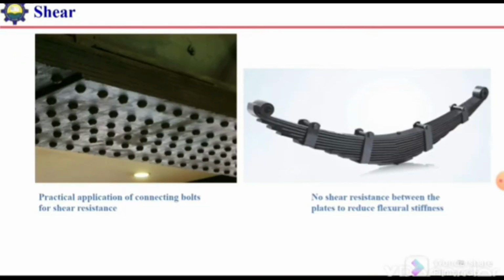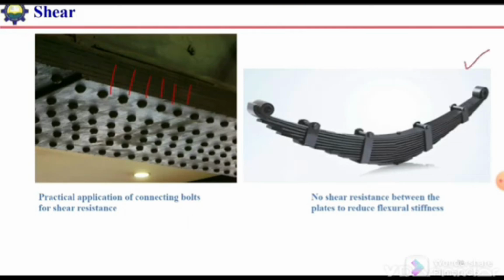Where can we use this concept of shear resistance? If we want to strengthen our beam with steel plates, and we need to add multiple plates, and we do not add shear stiffeners or bolts to hold these plates together and provide shear resistance between them, then the stiffness of the beam will not improve significantly. But if we add bolts between these plates, the shear resistance between them will increase significantly, and as a result the stiffness of the beam will increase, and we can increase its flexural strength.